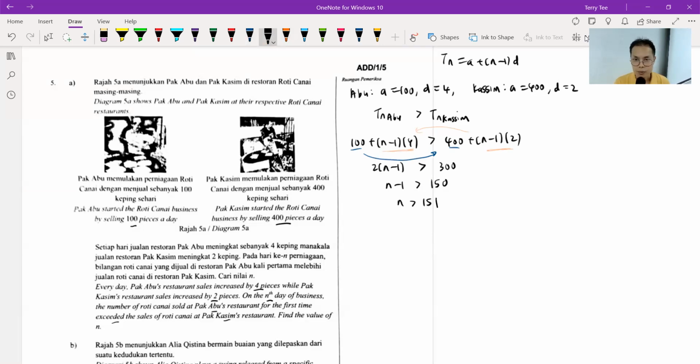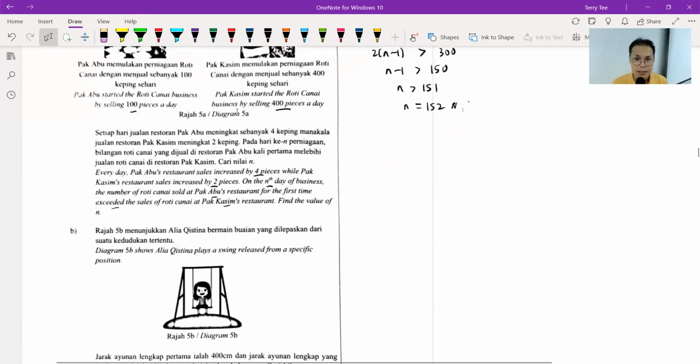n is 151. If n is more than 151, remember n is an integer, so the number of days more than 151, I must take 152. That means on the 152nd day in business, Pak Abu has sales more than Pak Kasim for the first time. Okay, that is only part A.